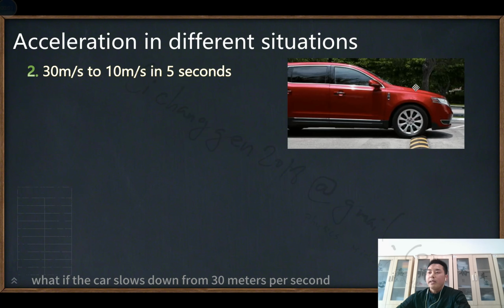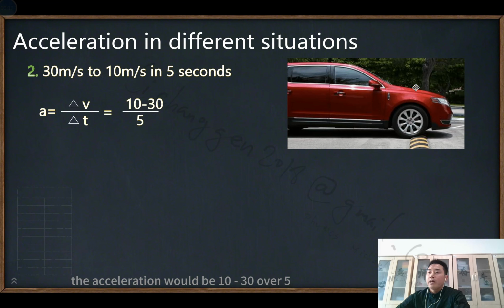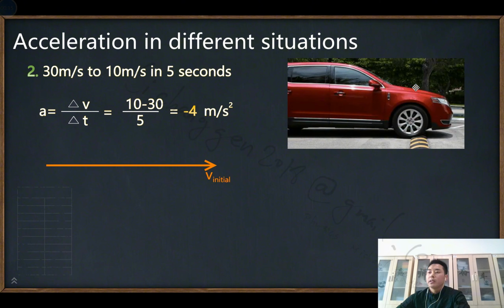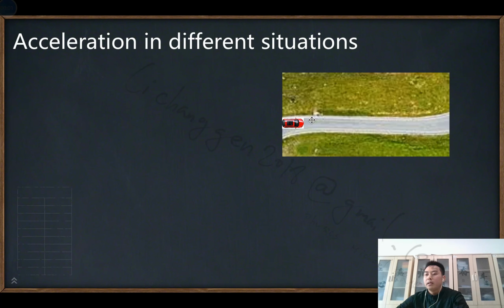Now, what if the car slows down from 30 meters per second to 10 meters per second in 5 seconds? The acceleration would be 10 minus 30 over 5, so it is negative 4 meters per second squared. Since acceleration is negative, it means that the acceleration is in the opposite direction of the initial velocity of the car, so the car decelerates. Let's go through another example.